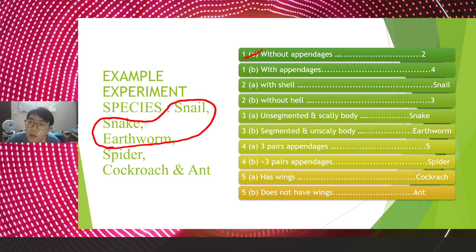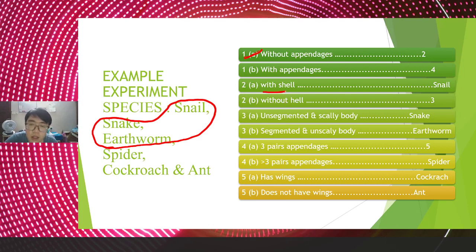So this one is like mathematics, you go to equation 2. Only these three species, 1A, you go to equation 2. That is the group of organisms that do not have appendage. For this group, one group has shell. Another one does not have shell.